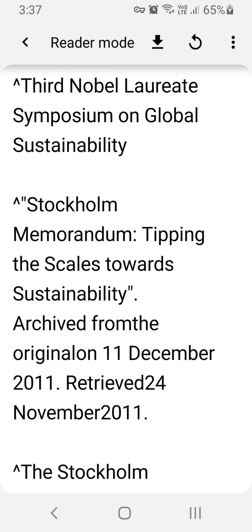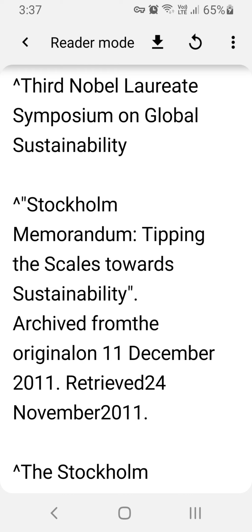On 16-19 May 2011, more than 20 Nobel laureates, several leading policy makers, and some of the world's most renowned thinkers and experts on global sustainability met for the third Nobel Laureate Symposium on Global Sustainability at the Royal Swedish Academy of Sciences in Stockholm.